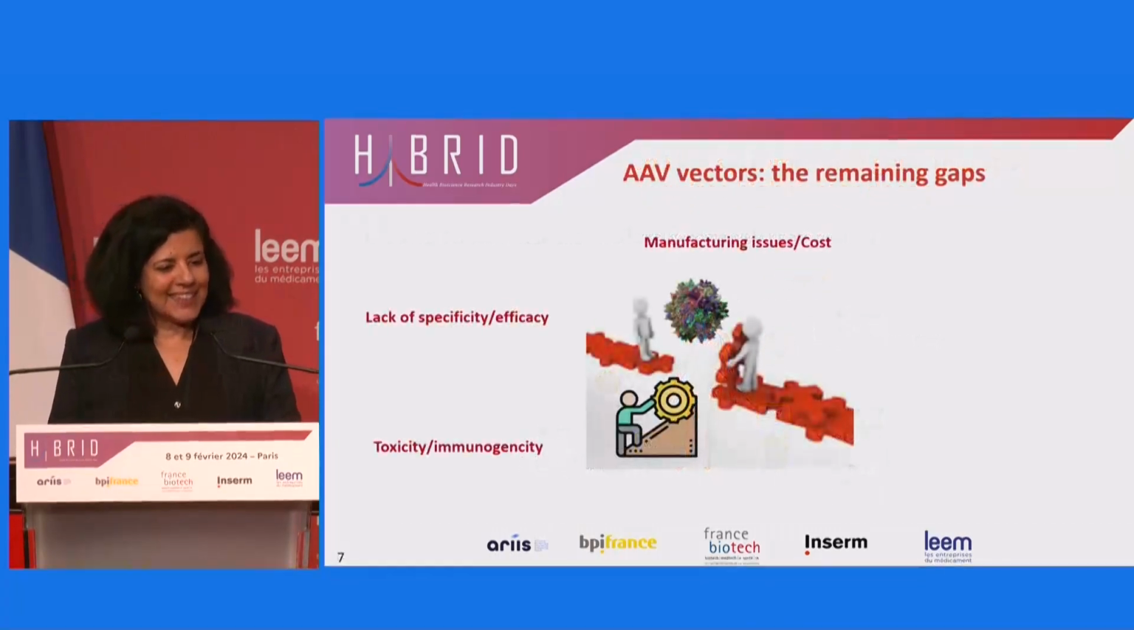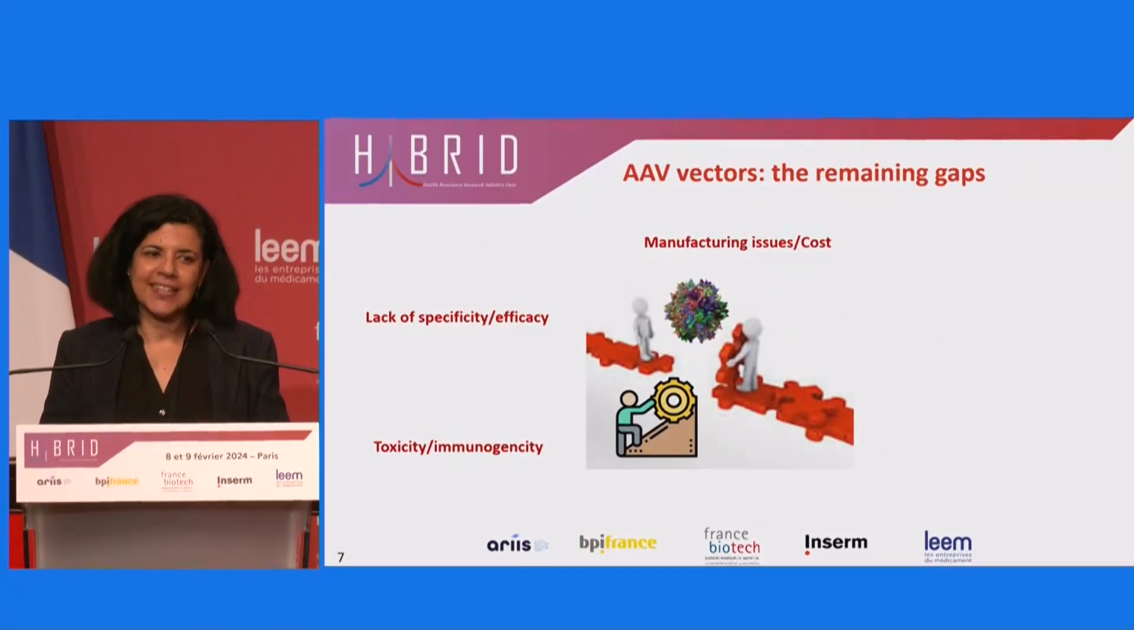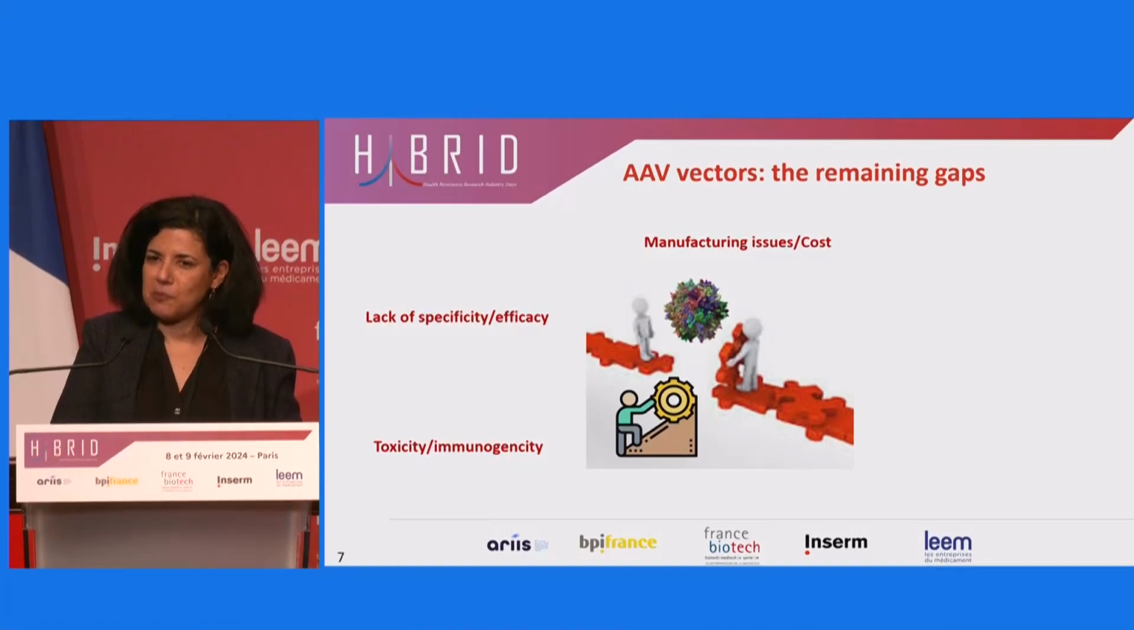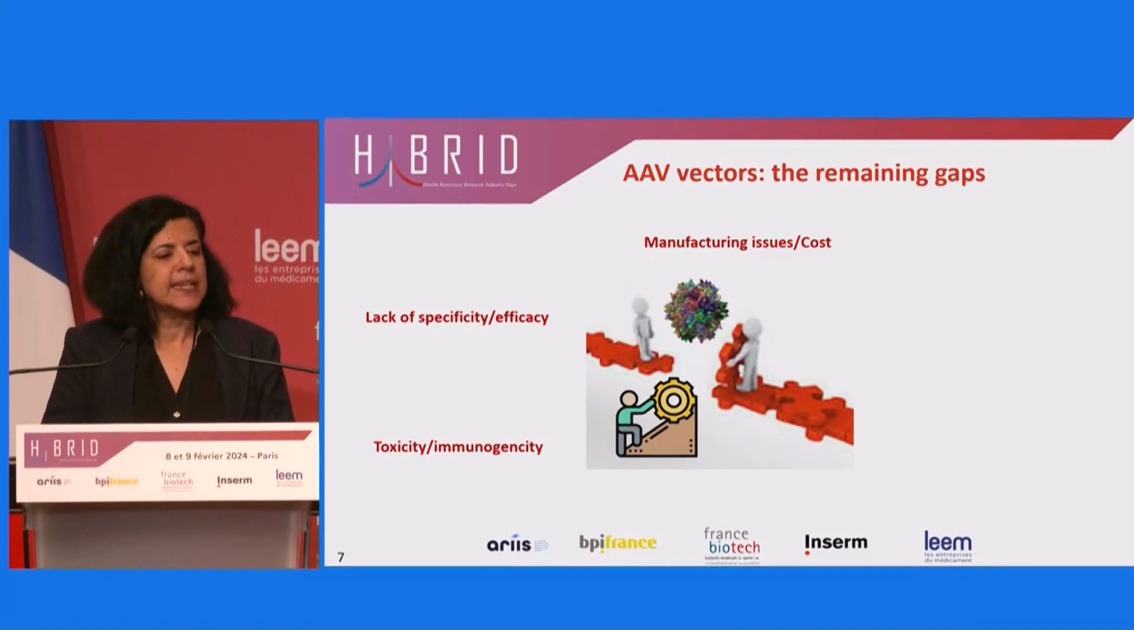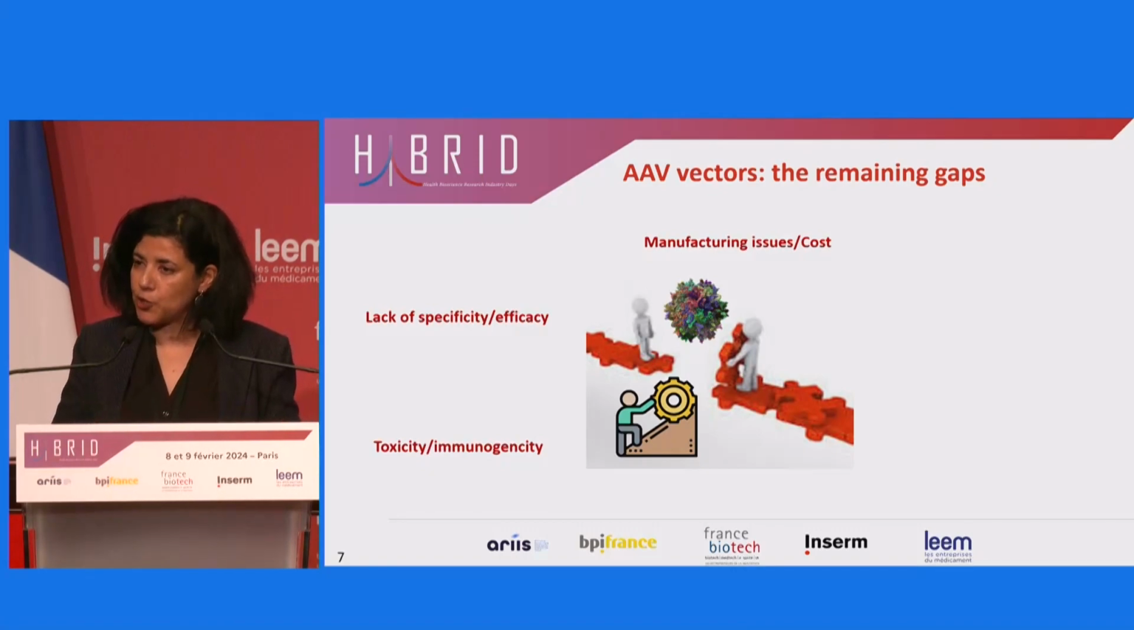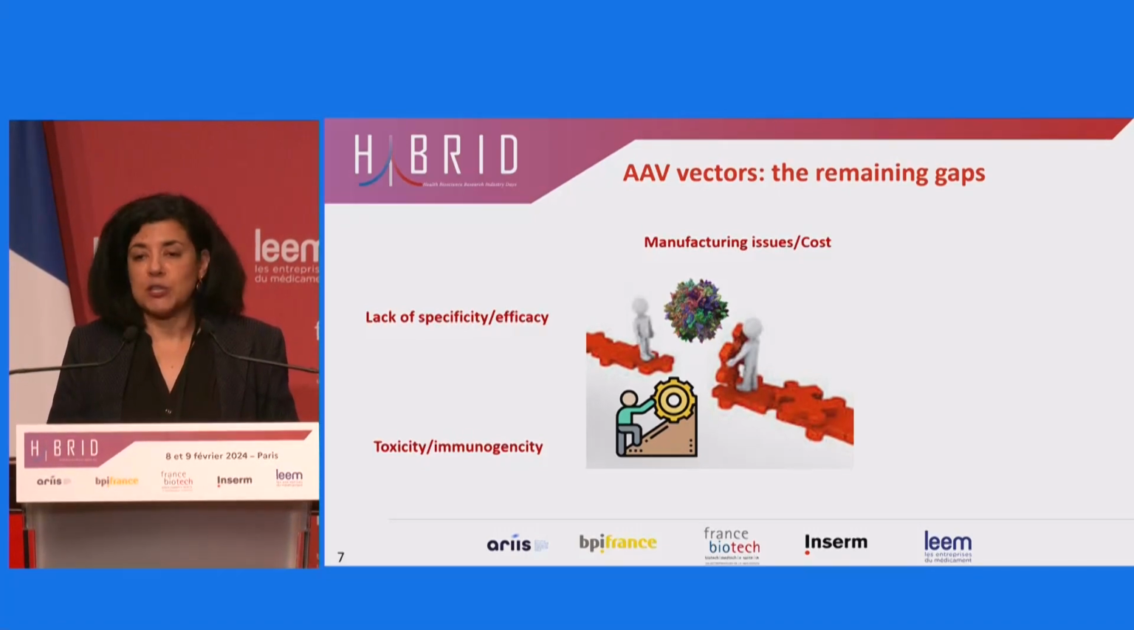That means that there is still a gap between preclinical development, manufacturing, and the use of these vectors in patients, because there is clearly a lack of specificity and efficacy of these vectors. We really need to work on that to reduce the doses, to reduce the manufacturing needs and the cost, of course, because the cost is very high, more than 1 to 3 million per product approved on the market today, and to reduce as well the toxicity and immunogenicity issues.